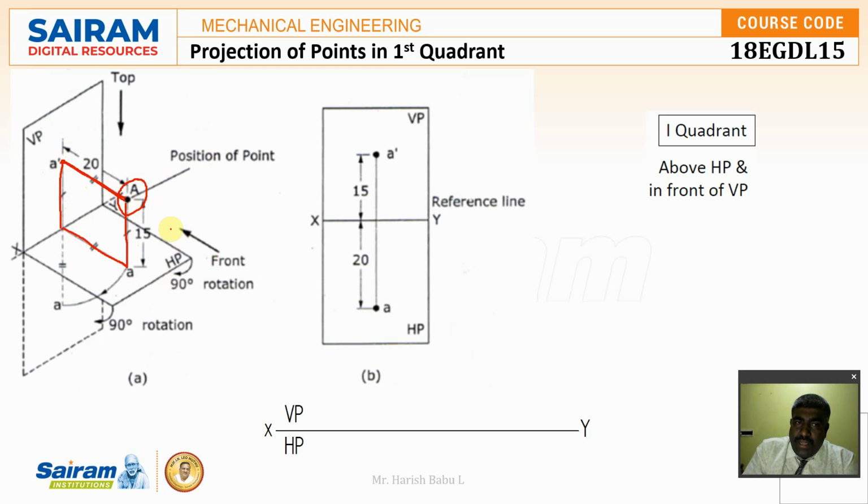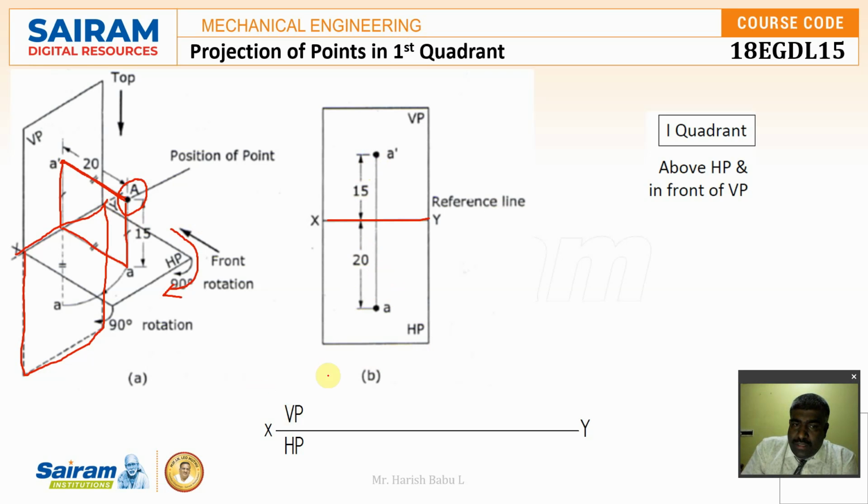For that, what I'm going to do is rotate the horizontal plane by 90 degrees in the clockwise direction so that it comes and merges with the VP. So when I rotate that, the horizontal plane will be exactly below the vertical plane. So when I take the intersection as XY, so this is the XY. So the VP will be above and HP will be below. So the distance is 15 mm. So I'm going to take 15 mm and from here 20 mm. So always the front and the top view should be in a straight line. So I'm going to get A dash and A over here, 15 and 20 mm based on the definition.